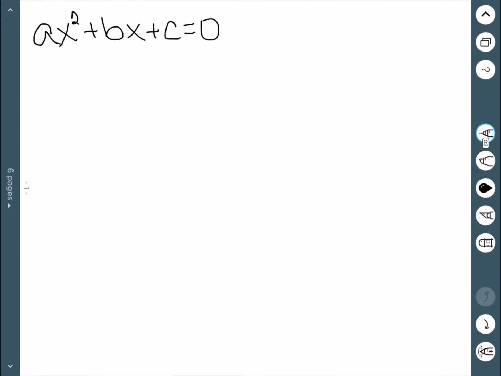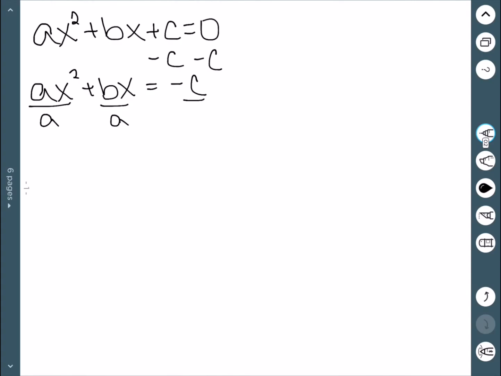Now that we've discussed how to complete the square, we're going to try to complete the square of this general quadratic equation, ax squared plus bx plus c. The first step was to get the constant on the right-hand side. This leaves me with ax squared plus bx is equal to negative c. We divide by the coefficient of x squared. That gives me that x squared plus b over a x is equal to negative c over a.